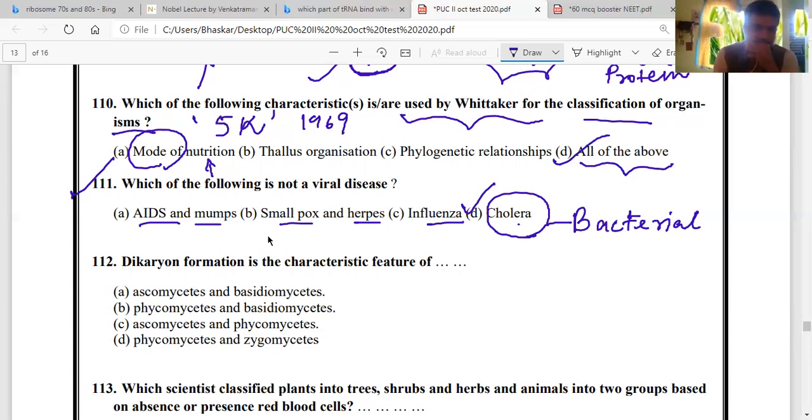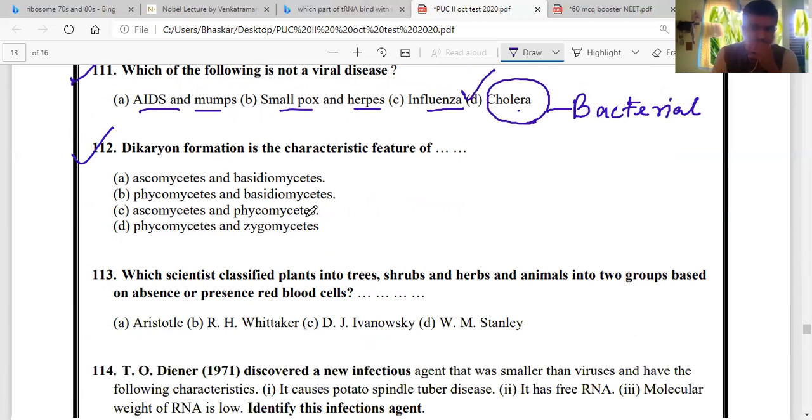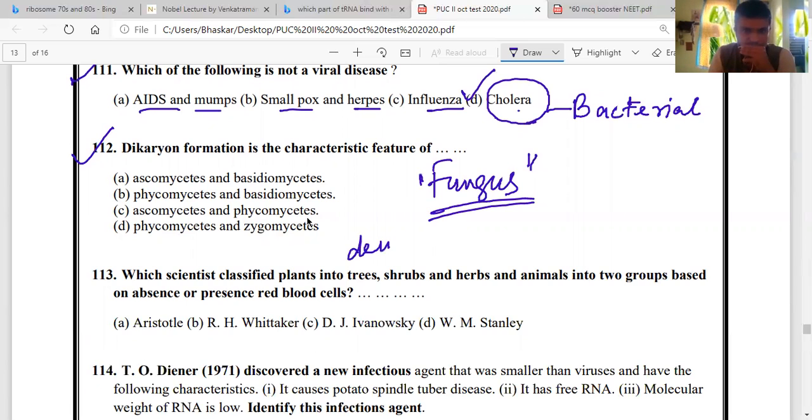So now next, dikaryon formation is the characteristic feature. So you know all the fungi except the imperfect fungi, that is the Deuteromycetes. Do you have this option? No. So Deuteromycetes should be eliminated, and Phycomycetes. Phyco word means algal fungi. So those are close to the algae. So this is not actually fungus. That is the algae having similarity with the fungus. So now you know the fungi that have a dikaryon phase.